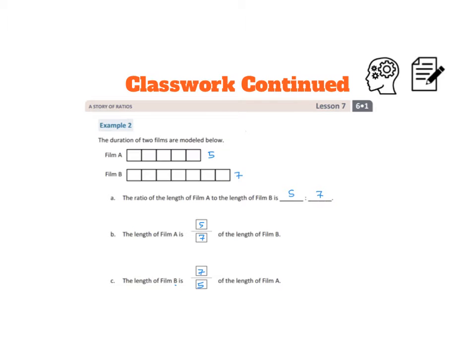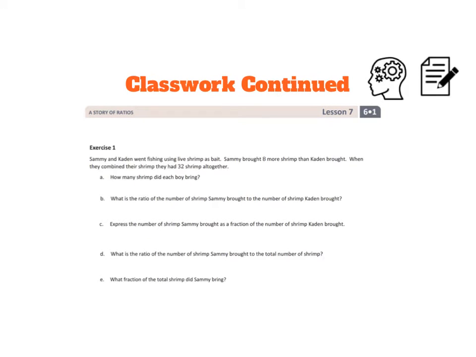Okay, here's an exercise in this classwork. It says Sammy and Caden went fishing using live shrimp as bait. Sammy brought eight more shrimp than Caden brought. When they combined their shrimp, they had 32 shrimp altogether. How many shrimp did each boy bring? What's the ratio? There's a whole list of questions that we need to answer in this.